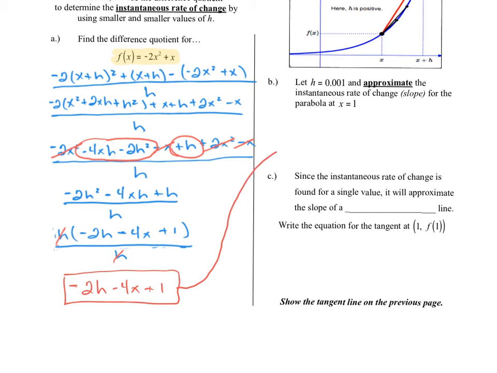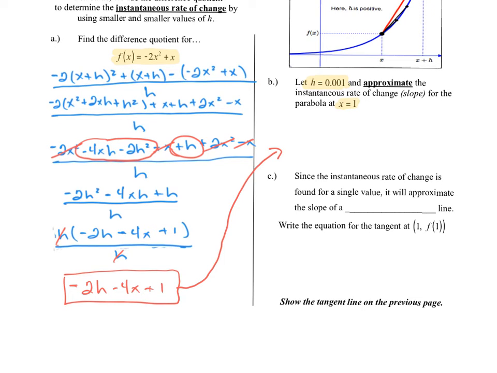This is very similar to what we did in our notes the other day. Up here on part B, we're going to pick a value for h, and we're going to pick a really small value for h. That allows us to make it a little bit more precise, and we can even choose a value for x. What that's going to allow us to do is approximate a slope for a line, similar to what we were doing with our average rate of change on the previous page.